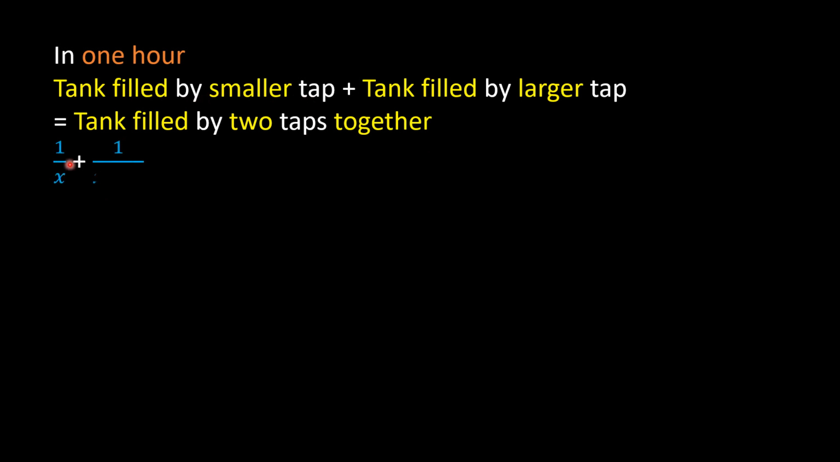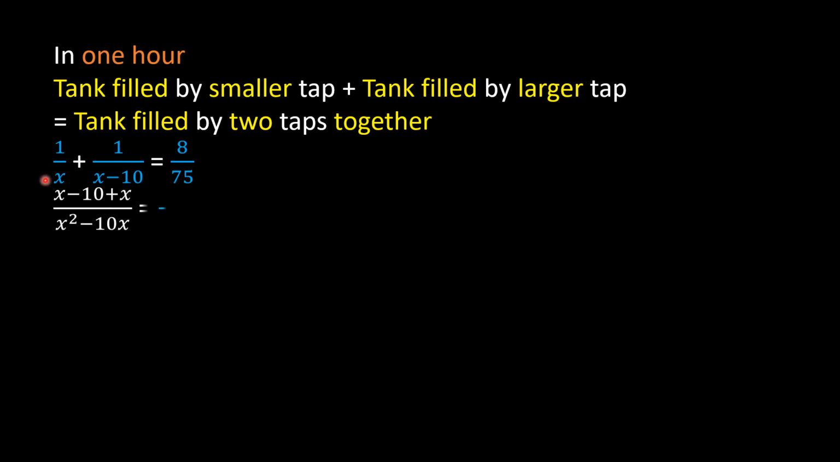In 1 hour, tank filled by the smaller tap plus tank filled by the larger tap equals the tank filled by the two taps together. Now we have tank filled by the smaller tap as 1 upon x, tank filled by the larger tap as 1 upon x minus 10, and tank filled by the two taps together as 8 divided by 75. Now we will simplify this expression to get a quadratic equation.